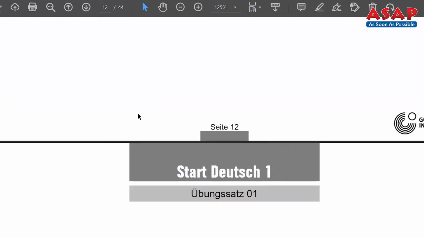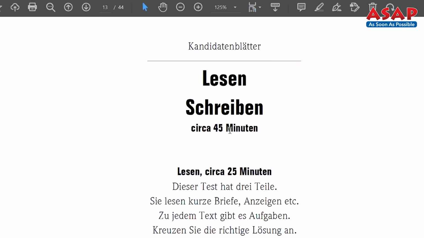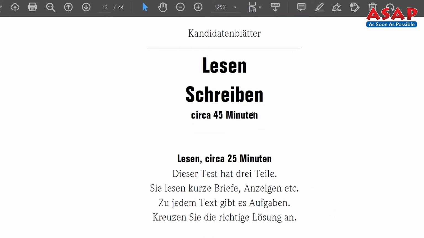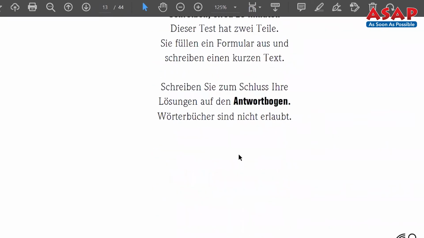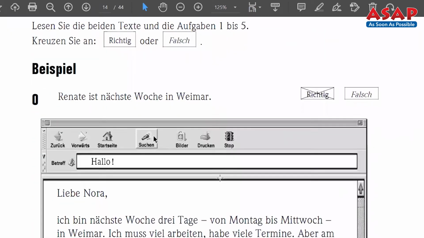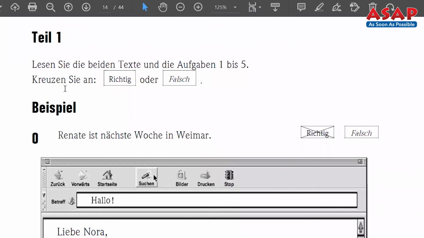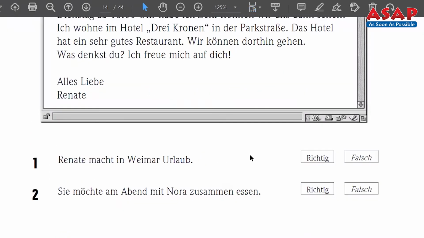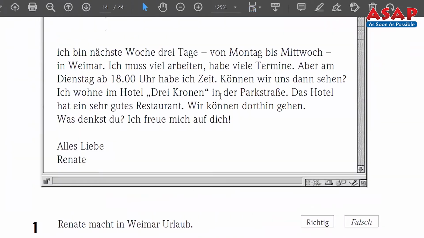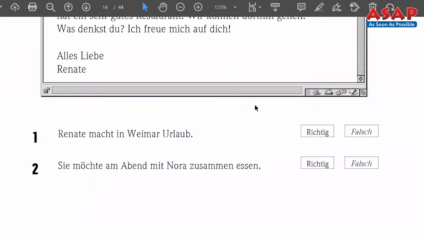In Lesen Teil 1, Lesen Schreiben circa 45 Minuten, 45 minutes for reading and writing, but for Lesen it is 25 minutes. Okay, so now in this you will get one text. Lesen Sie die beiden Texte und die Aufgaben 1 bis 5. Means there will be 2 small texts. For the first text you will get 2 questions, richtig oder falsch. Just read that text and tell if the statement given is right or wrong.